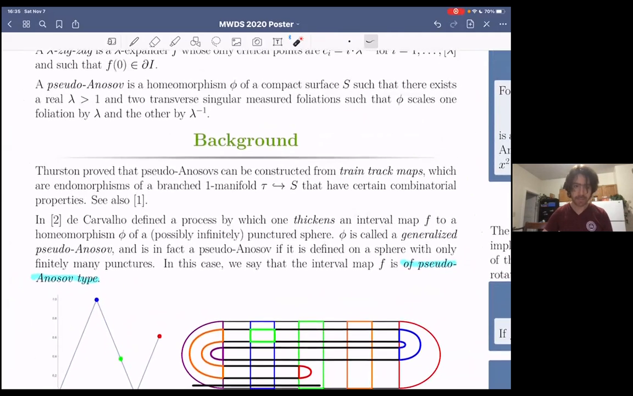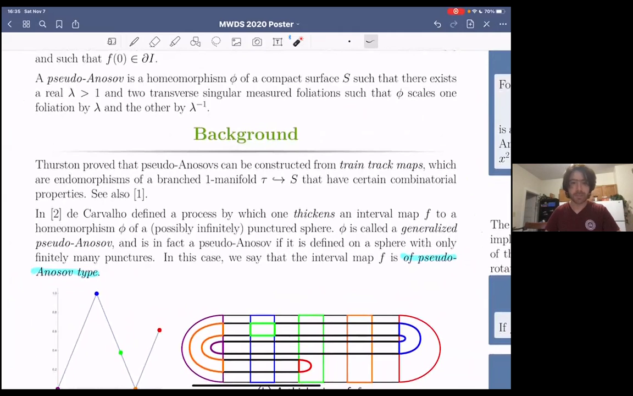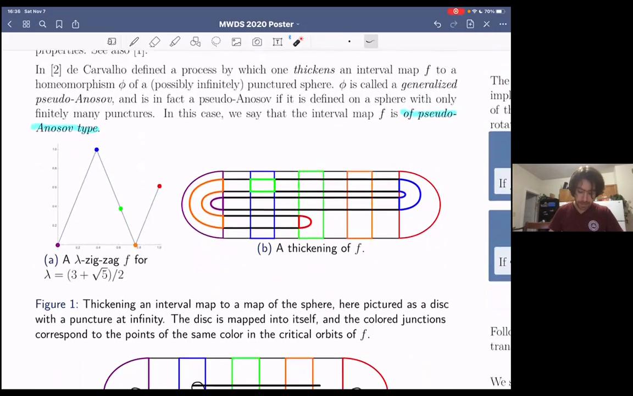A pseudo-Anosov is a homeomorphism of a compact surface S that comes along with some extra data, a number lambda greater than 1, and 2 singular measured foliations of the surface, such that the pseudo-Anosov shrinks one of them by lambda and stretches the other one by lambda.